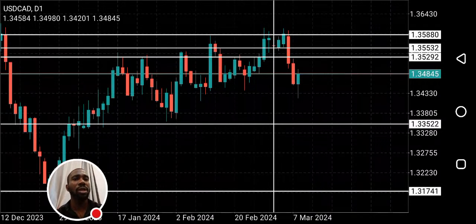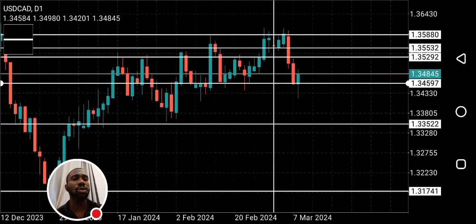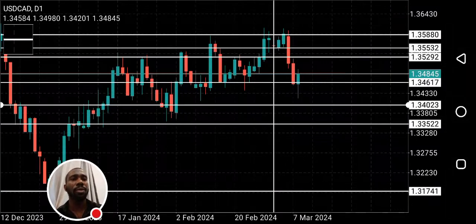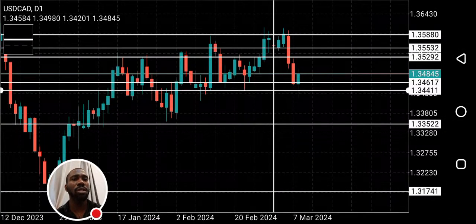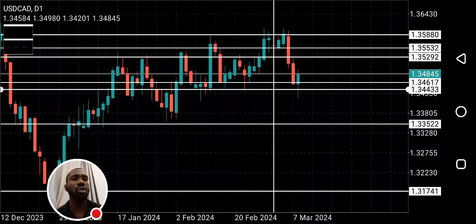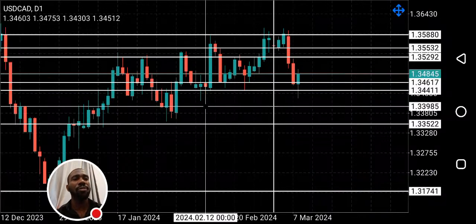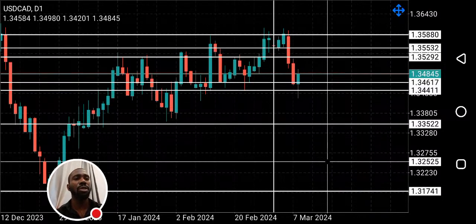As you can see on the daily time frame, price just tested a support zone. Can you see the reason for the rejection? Price is at a support zone on the daily time frame. So price is likely going to pull back to fill this fair value gap before it drops.